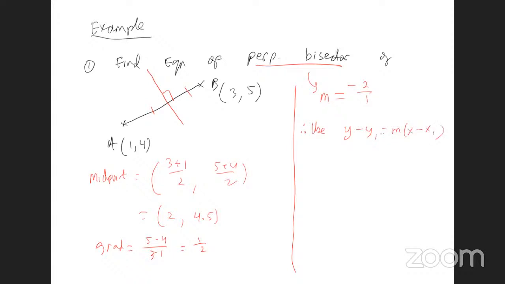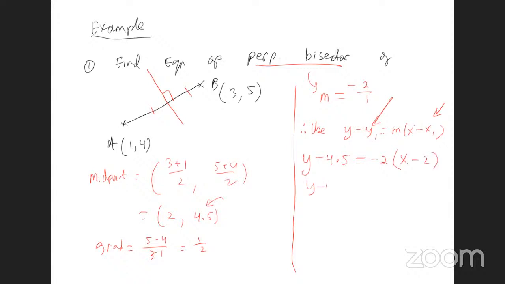Please remember that this y1 and this x1 has to be the midpoint, because the midpoint is where the line is passing through. You can't use here and you can't use here. You have to use the point that the line passes through. So we'll end up with y minus y1, y1 is 4.5, is equal to gradient, which is minus 2, by x minus x1. x1 is 2.